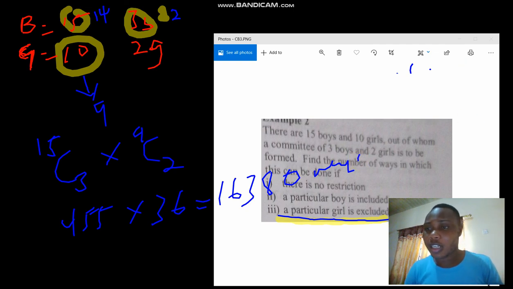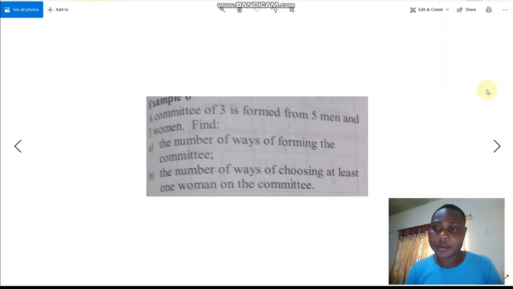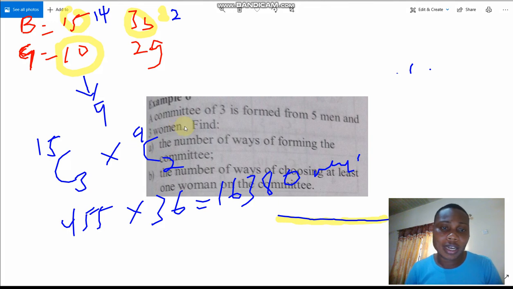Let me just show you the next example we'll be tackling in the next video, so that in case you want to try, you can try. A committee of 3 is formed from 5 men and 3 women. Find A, the number of ways of forming the committee, and B, the number of ways of choosing at least one woman on the committee. We'll meet in the next video to tackle this example.